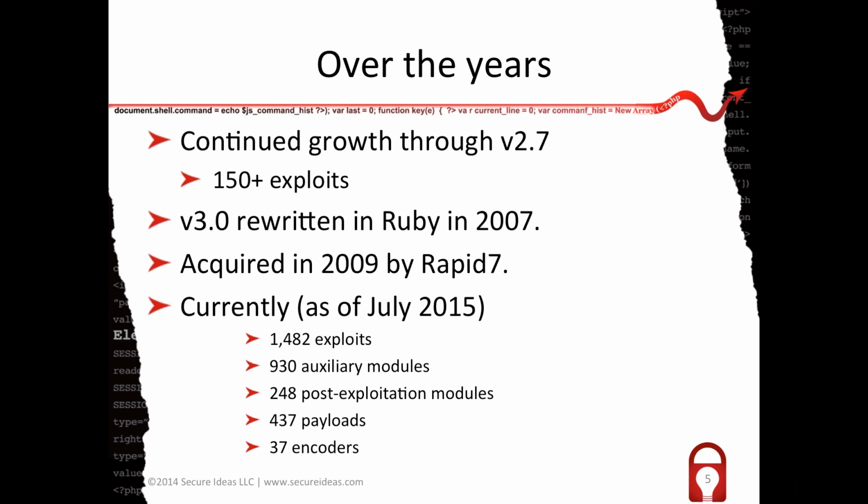Over the years, Metasploit continued to grow. 2.7 was a very popular version of Metasploit when that came out. I think at its height, it had about 150 exploits, maybe a little bit more. That was used for a long time, up until about 2007. In 2007, they completely redid Metasploit and released version 3.0.